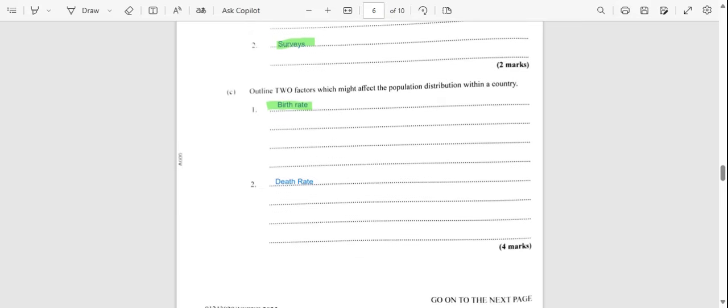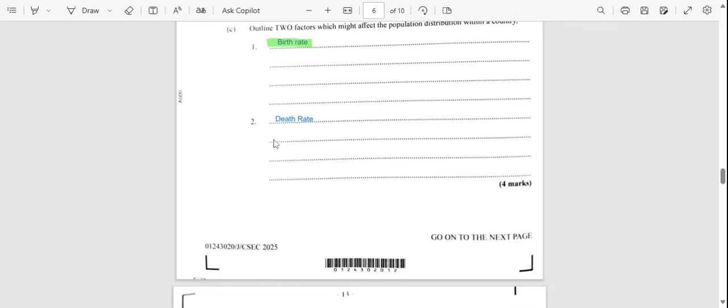All right, see, outline two factors which might affect the population distribution within a country. One way is birth rate and death rate. If you want an additional note on this, another thing could be migration. With migration, brain drain could be one of the few reasons that contribute to population distribution within an economy. So these are two excellent ones that you could utilize. There are other factors, but we'll not go into all of that right now.